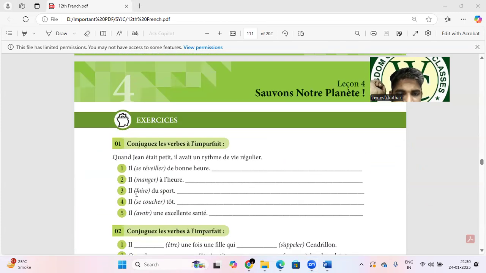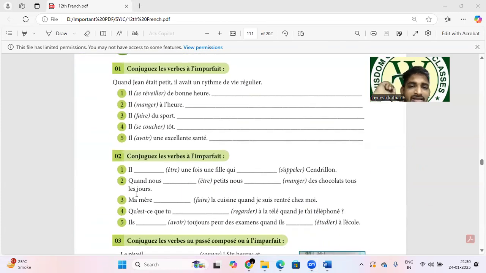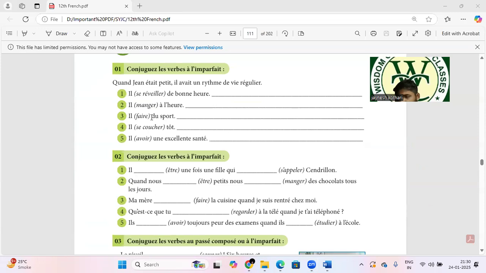So, students, I want you all to come on page number 98. We're going to solve exercise number 1 and 2. Again, the same thing. Yes, Raghav? Sir, can you please explain the conjugation in the fifth sentence?